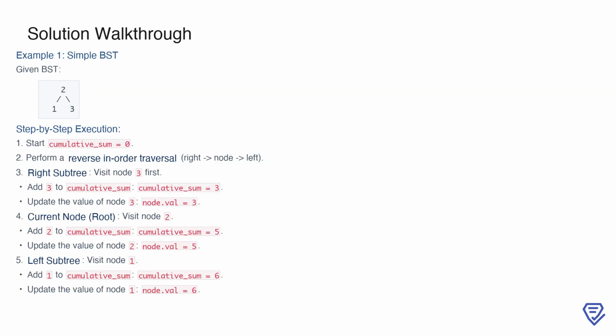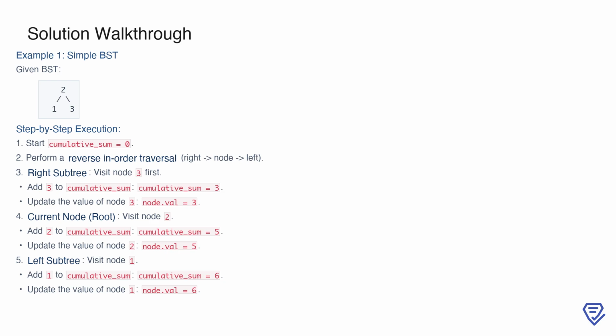Here, we start with a simple binary search tree consisting of 3 nodes, 2 as the root, with 1 as its left child and 3 as its right child. The goal is to convert this BST into a greater tree by modifying each node's value to the sum of all values greater than or equal to it in the original tree. To achieve this, we initialize a variable cumulative_sum to 0 and perform a reverse in-order traversal, which processes nodes in descending order: right, then root, then left.